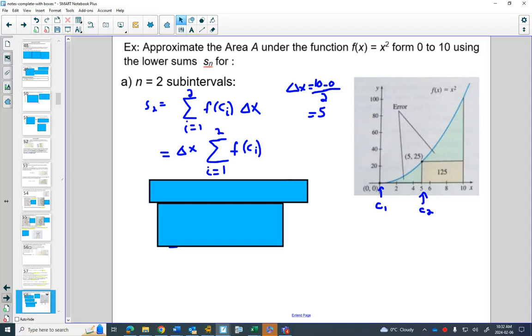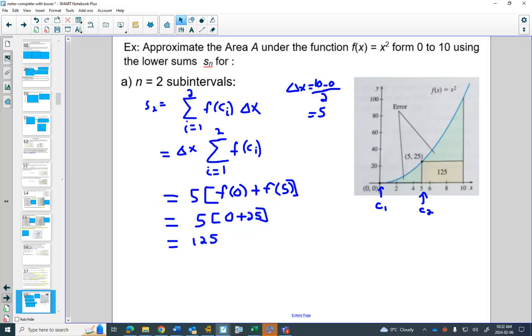If you wanted, since each of them have a change of x, you could factor that out and bring it out in front of your sum. And so the change in x is 5, and f of 0 is 0, and f of 5 was 25. So we get 5 times 0 plus 25, and get an estimate for that area to be 125. Graphically, I hope you can see the 125. I hope you can see the green sections that we missed completely, and that our underestimate is off by quite a bit.